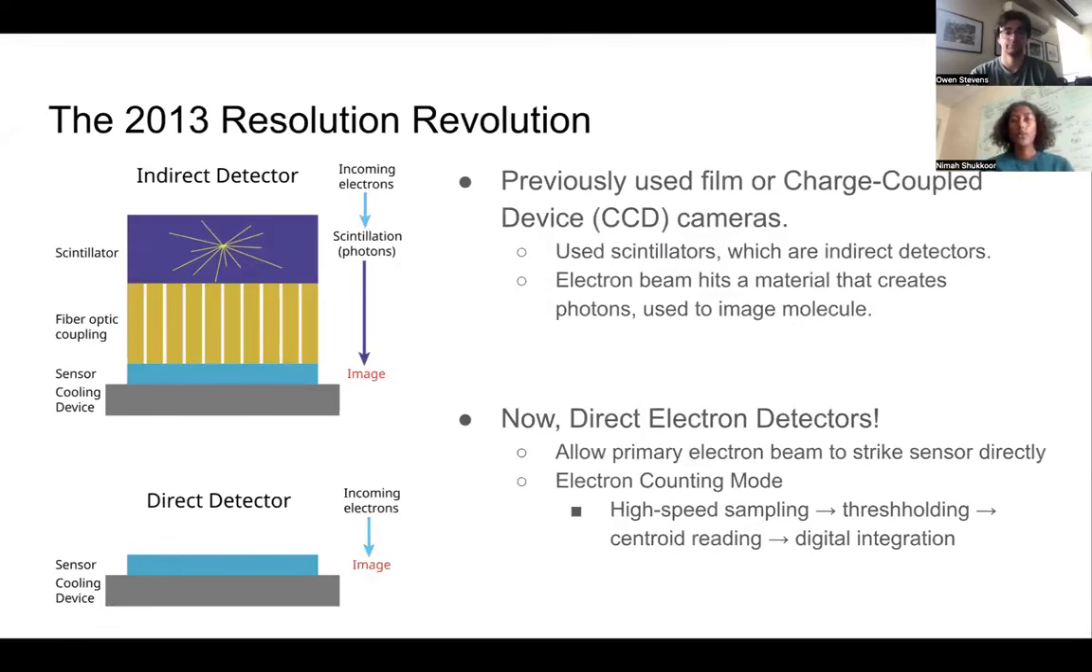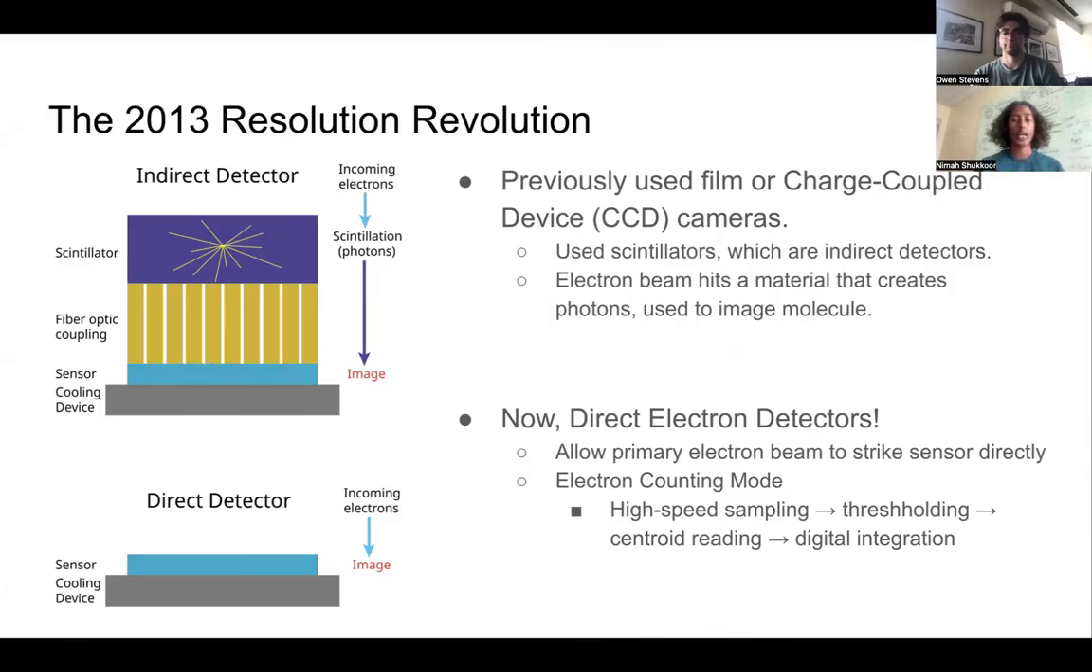So before 2013, you could only really see, quote unquote, blobology, or the general shape of a protein. In the past, what was used to capture these images was either film or charge-coupled device cameras, or CCD cameras. These cameras use scintillators, which are indirect detectors. Basically, the electron beam passes through the sample, hits the scintillator, and produces photons, which are guided to the sensor using fiber optic coupling, as you can see over there.